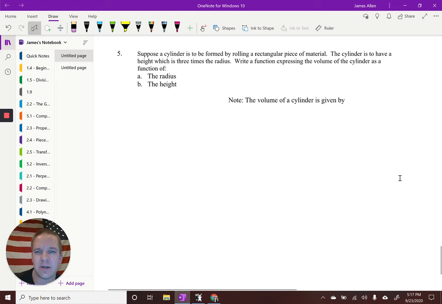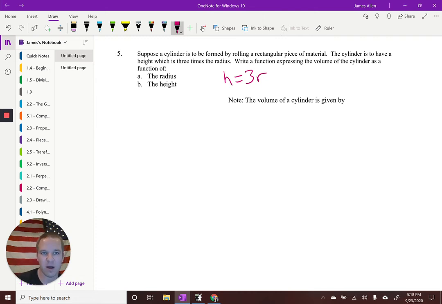So we have, suppose a cylinder is to be formed by rolling a rectangular piece of material. So like a soup can, or like if you think of a soup label, right, how it wraps around there, it's a rectangle that wraps around to form that cylinder. The cylinder is to have a height which is 3 times the radius. So my height is equal to 3 times the radius. I'm going to jot that down.